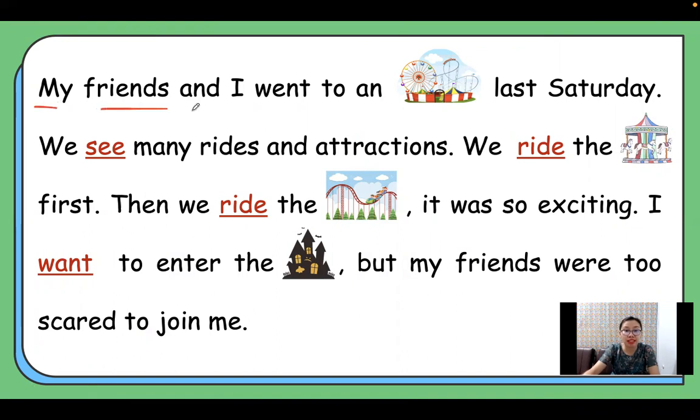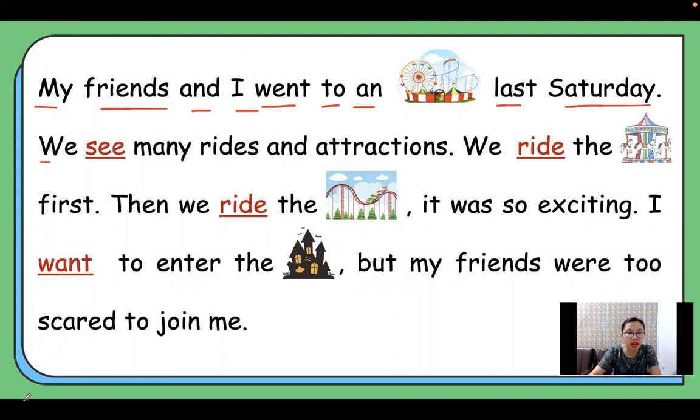My friends and I went to an, what's this? What do you think is this one? There is a roller coaster, there is a Ferris wheel, there is a circus. What is that? To an amusement park. That's correct. Amusement park last Saturday.